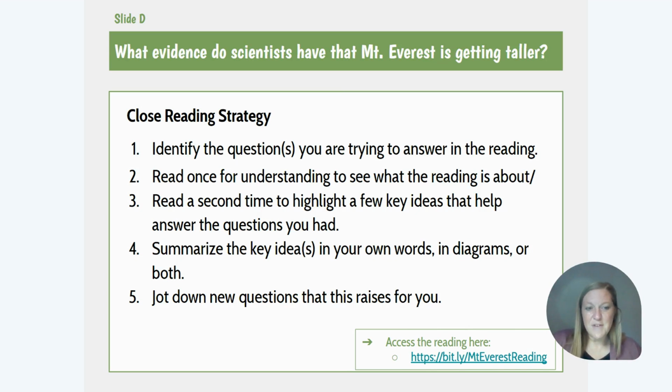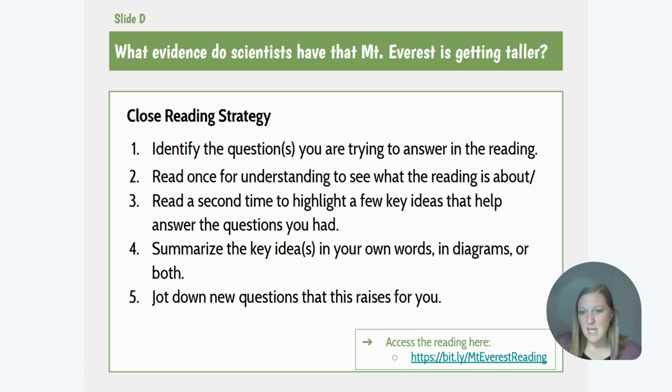Okay, so we've used this strategy before called the close reading strategy. And it requires that you read text more than one time. We're going to read one time through the reading together. And as we read, I'll kind of pause and let you jot down some things that you notice and wonder. But it's going to be important that you go back and follow these instructions on this slide and read it kind of on your own a second time.